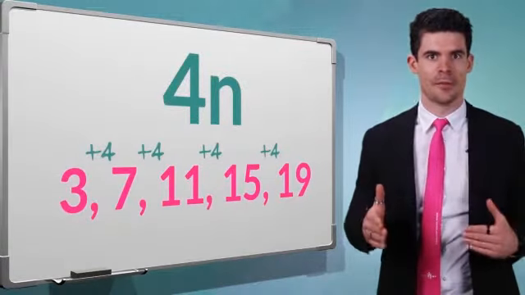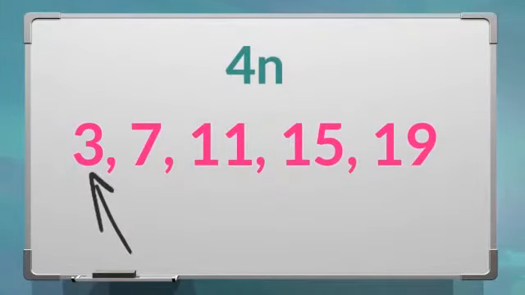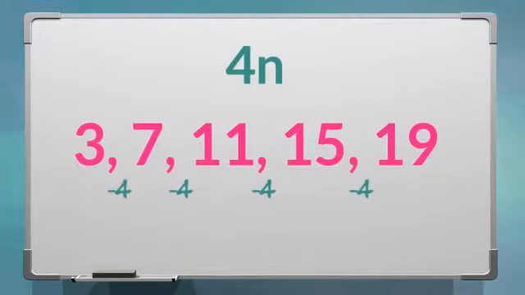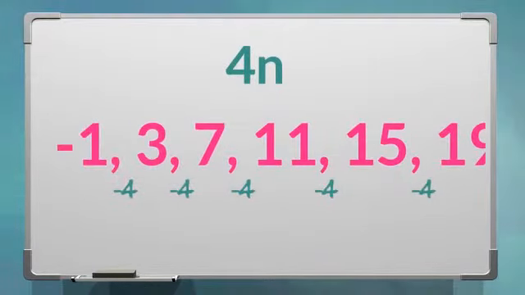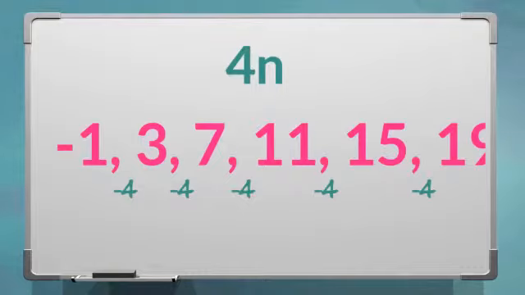Halfway there, now for the number that comes after the n. We can take the first term and think about what number would come before it if we reverse the sequence. Well, because the sequence goes up in 4, the reverse is to take away 4. That would give us -1. This is really important, as it's the number that goes after the n in the nth term. So putting all this together, the nth term is 4n minus 1.